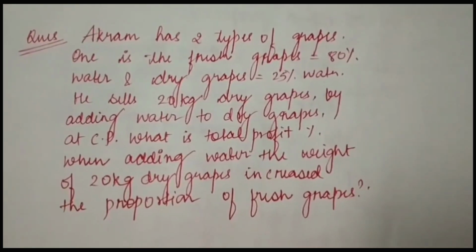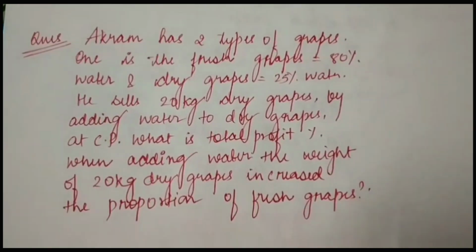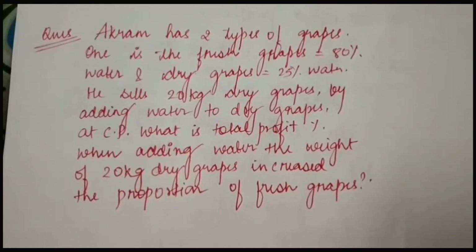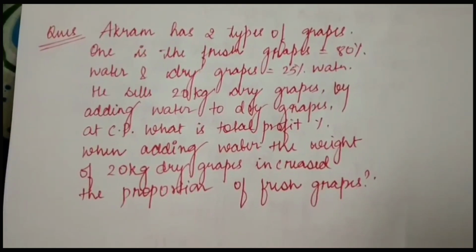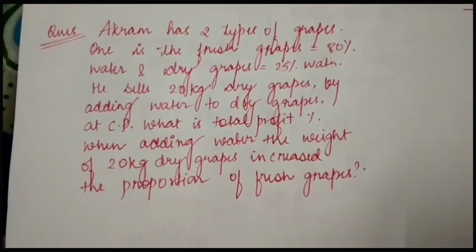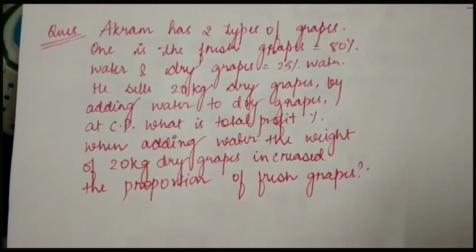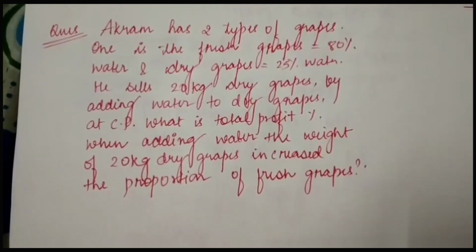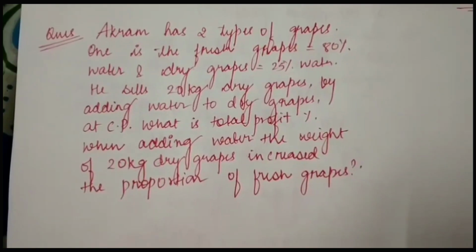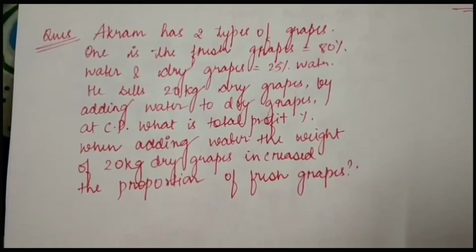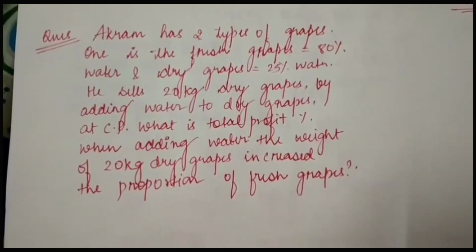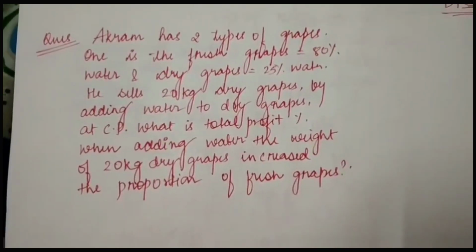So this is the first question. In this question, it is given that Akram has two types of grapes. One is fresh grapes, which are 80% water, and dry grapes, which are 25% water. He sells 20 kg of dry grapes by adding water to the dry grapes at cost price. What is the total profit percentage when adding water? The weight of the 20 kg dry grapes increases the proportion of the fresh grapes. So let's start with the solution.